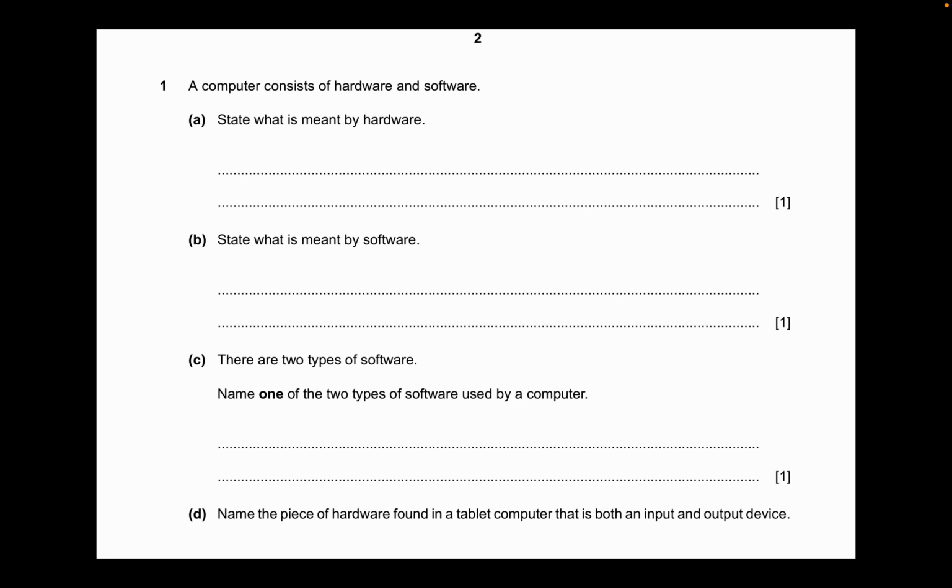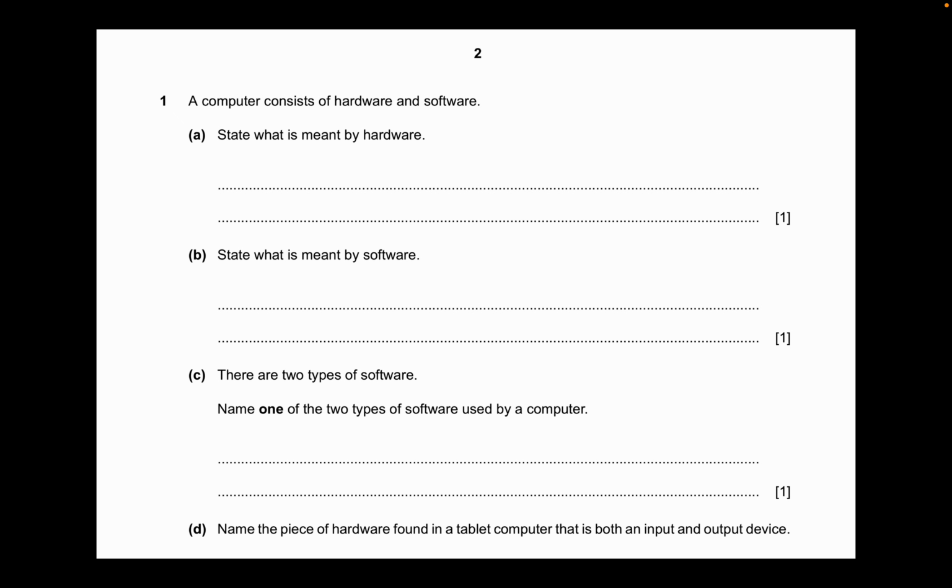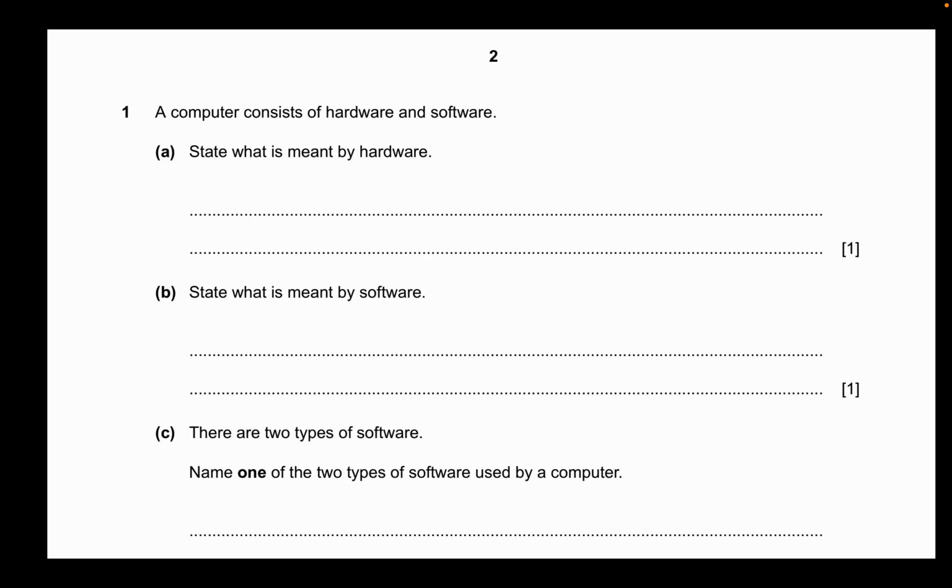Alright, so the first question. A computer consists of hardware and software. State what is meant by hardware. So when they're asking you to state what's meant by hardware, think of anything that's physical, like, let's say computer, your mouse, iPad, anything like that. That is considered to be hardware. So we're just going to write this. This is one of the marking scheme answers that we're going to be writing so that you guys know what to write for exams, official exams.